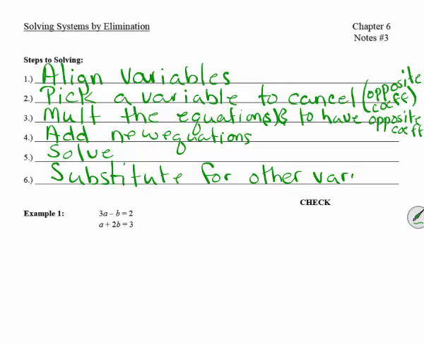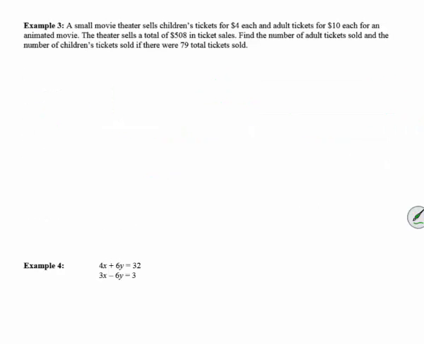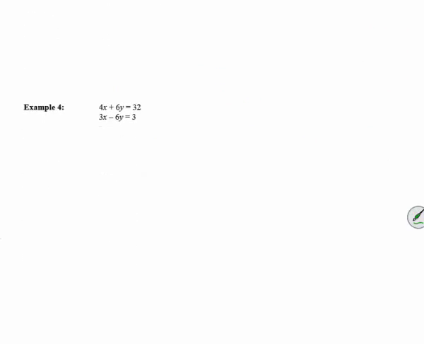All right, now we're going to actually do our examples out of order. So I'm going to have you turn to the back page, please, and we're going to do number 4 first. So when I'm looking at these, I have here 4x plus 6y equals 32, 3x minus 6y equals 3. My variables are already aligned. I have the x's right near each other. I have the y's right near each other.